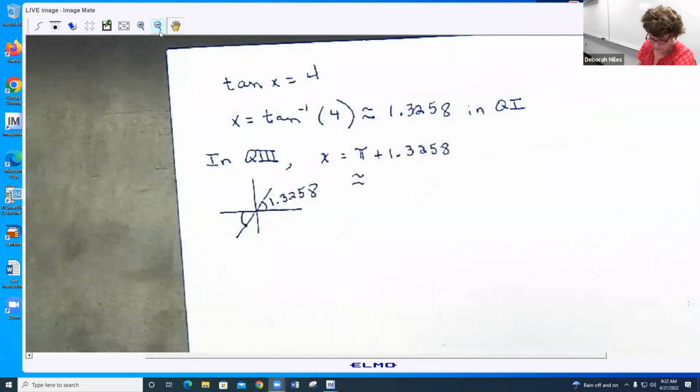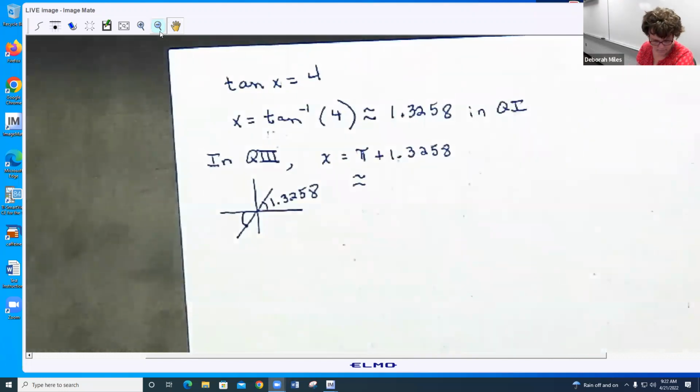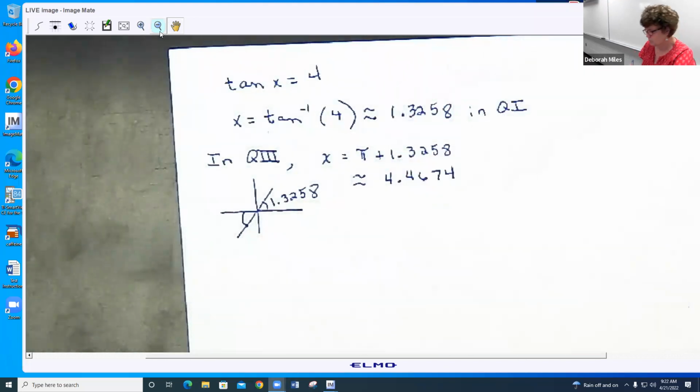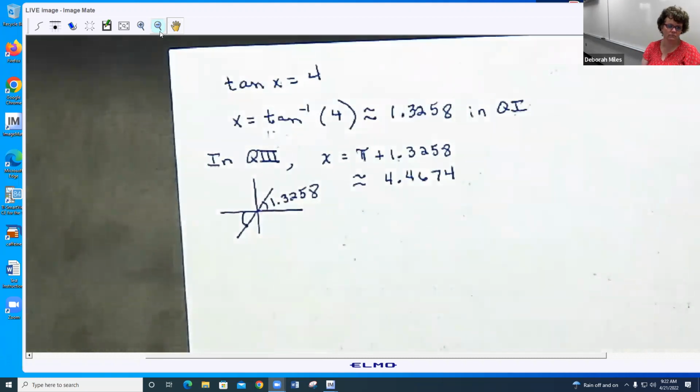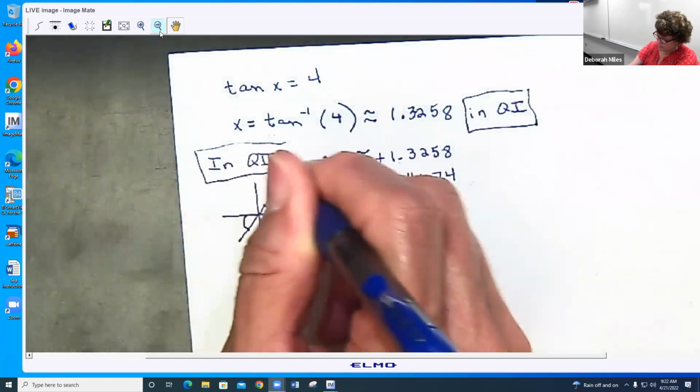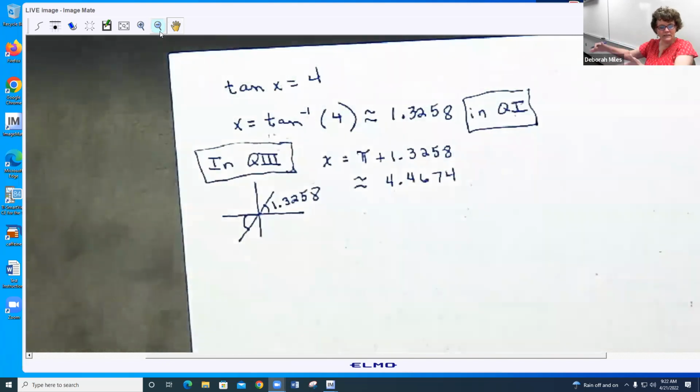And I got that to be approximately 4.4674. Sometimes I know math students don't want to write any words in a problem. They just want to only have numbers in a math problem. But this helps me figure out what's going on and what I'm looking for. I need to identify where is that solution I found, and are there any other solutions?